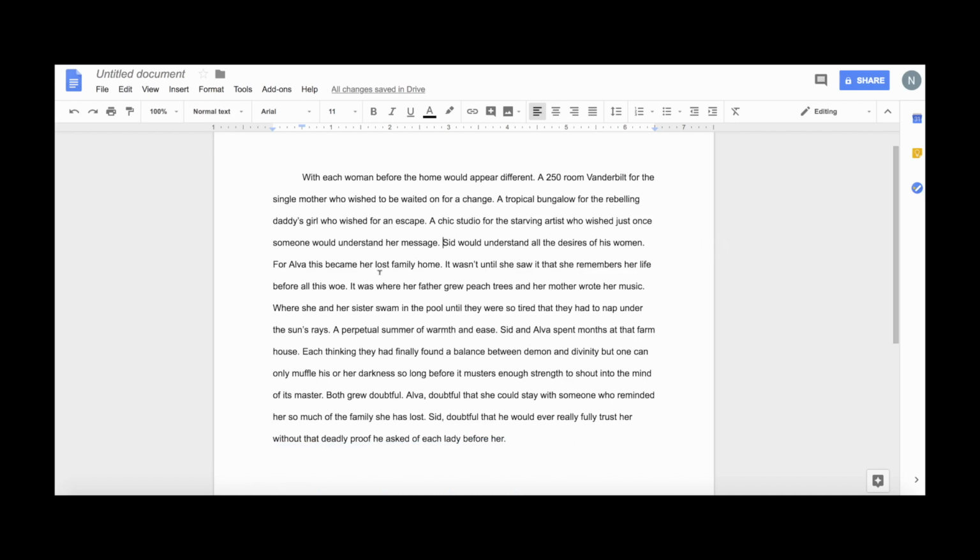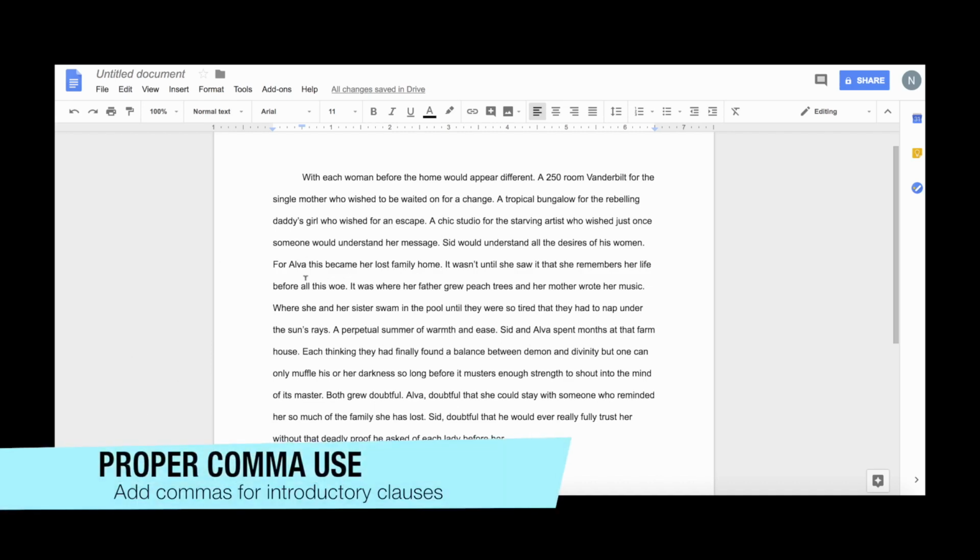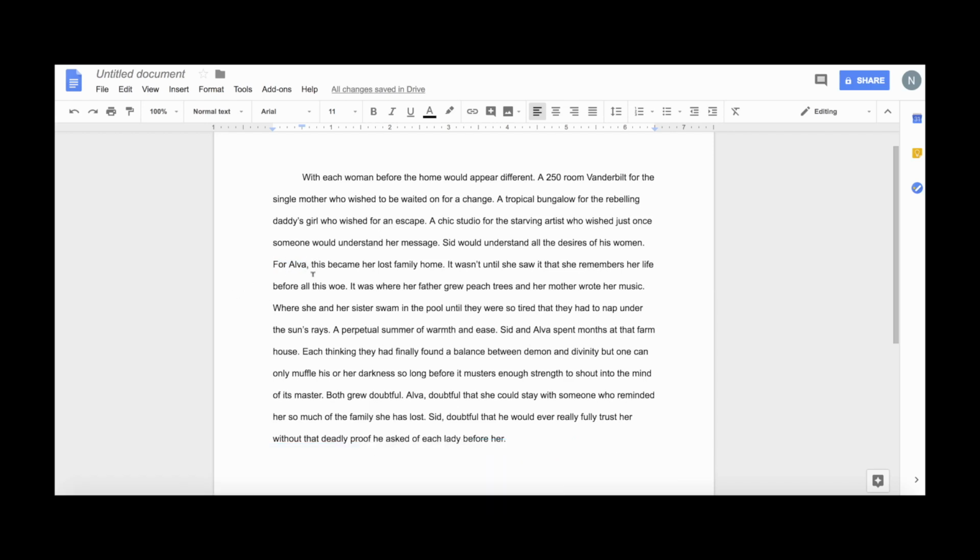For Alva, this became her lost family home. Here we want to include a comma before the introductory element. So here we say for Alva, which is introducing this element. So we want to include a comma here. So you'll notice it sounds more clear. For Alva, this became her lost family home.